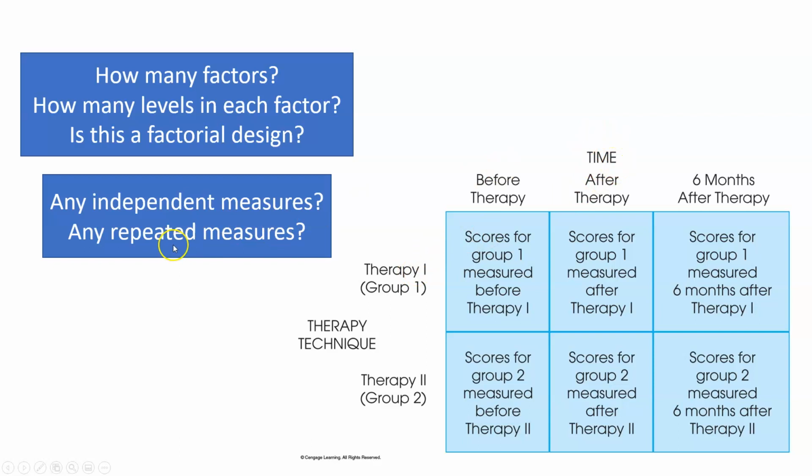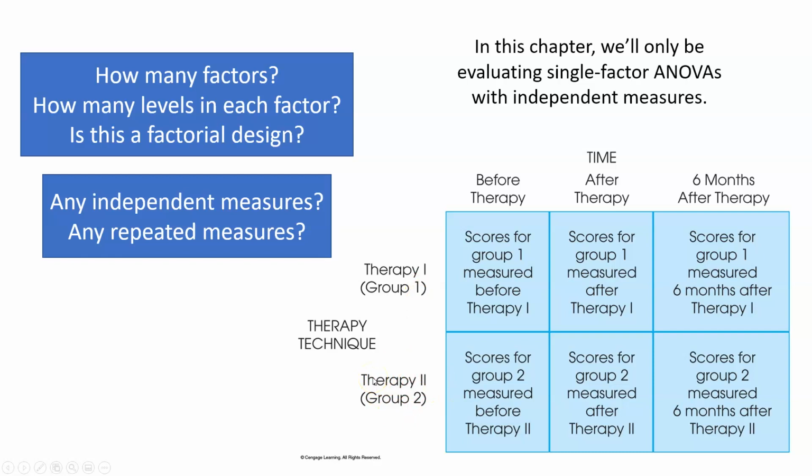But time is a repeated measure because we have the same group of people before therapy as after therapy and then 6 months follow-up. So here we've got a repeated measure. We're tracking them over time. Group 1 versus group 2, those are independent measures. Now, in this module, we're only going to be evaluating single factor ANOVAs with independent measures.